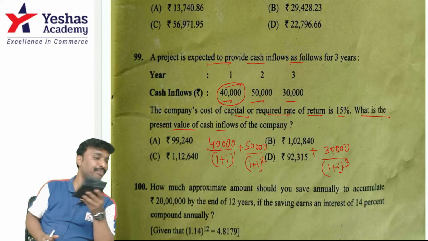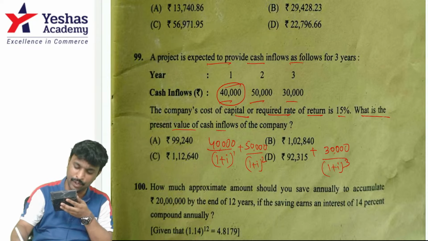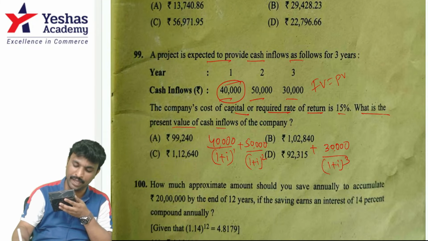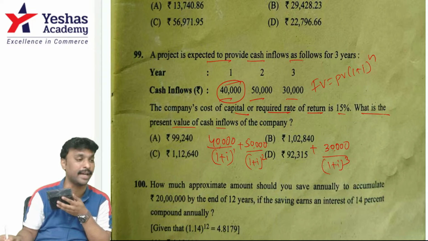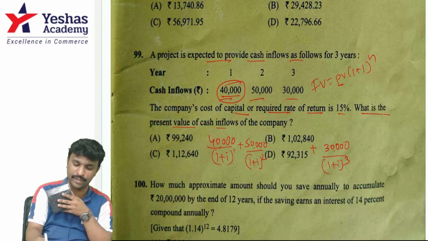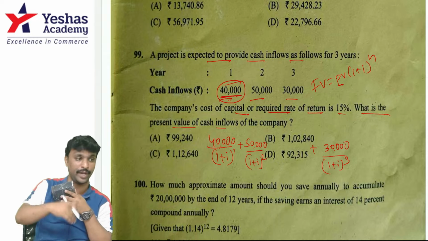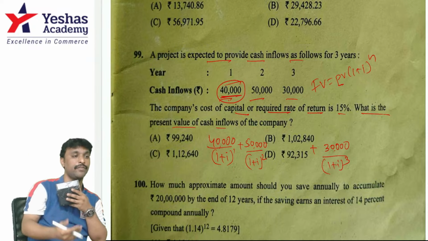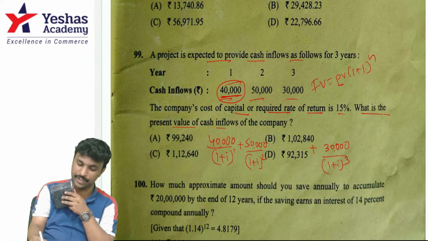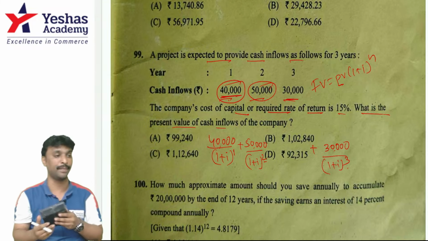So we need to find the present value. What is the relationship between future value and present value? FV is equal to PV into 1 plus I whole power n, correct? So PV will be FV divided by 1 plus I whole power n. For the present, at the end of the first year you are getting 40,000, that's the future value, right? Whatever you get at the end of the first year is the future value only. So the time duration is 1 year for the first payment, 2 years for the second payment, so the power is 2. For the last inflow, it is 3, so the power is 3.